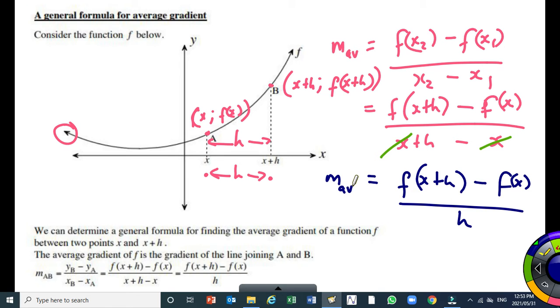Okay? So it's application of knowledge of functions together with function notation. Okay? And that's all that is from grade 9, grade 10. Okay? And maybe you can say grade 11, because the concept of average gradient comes from grade 11.